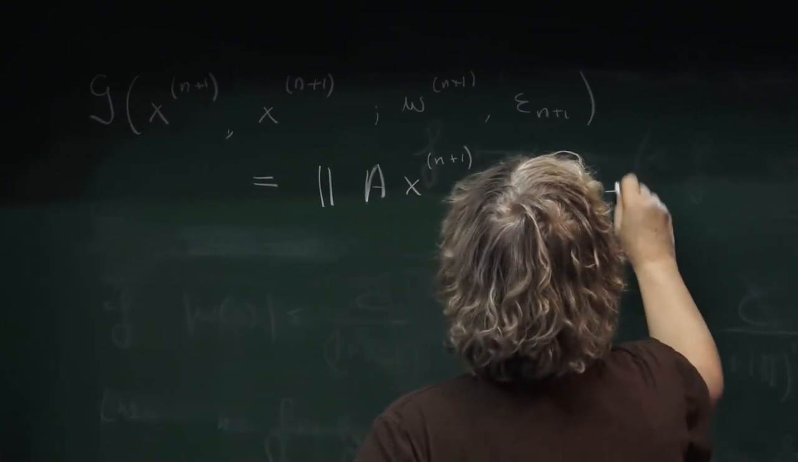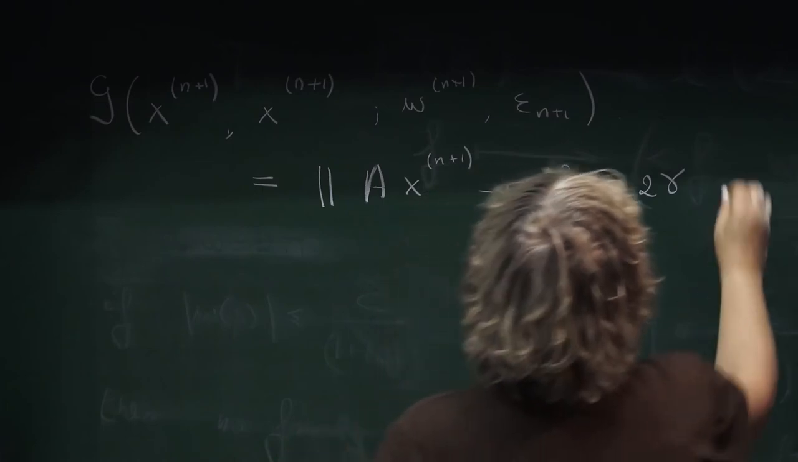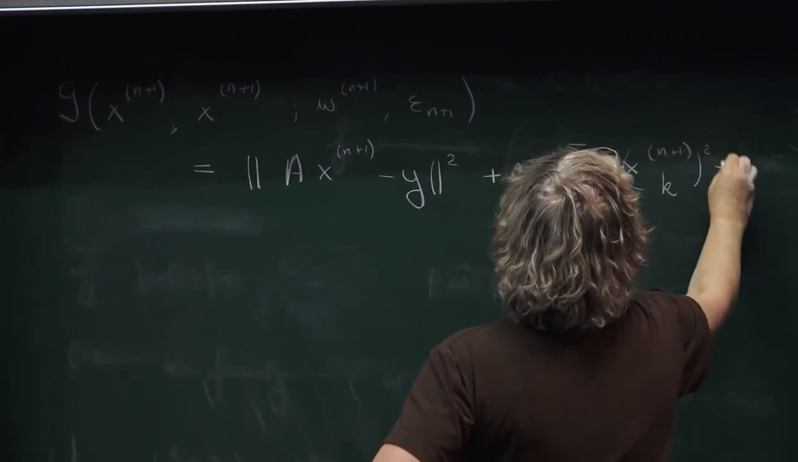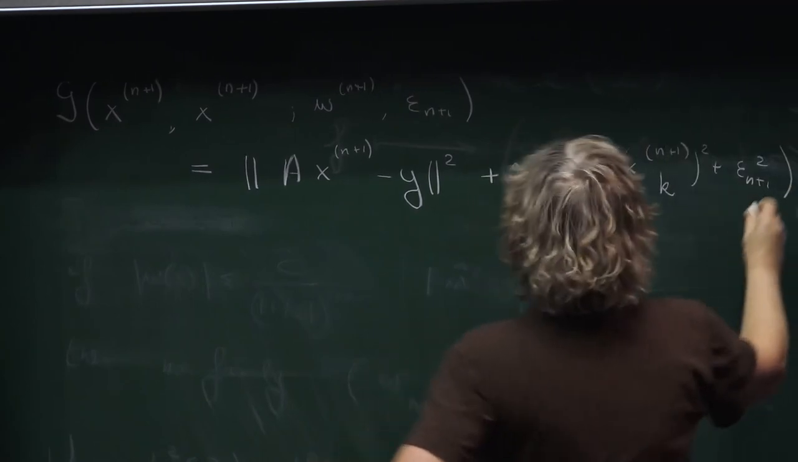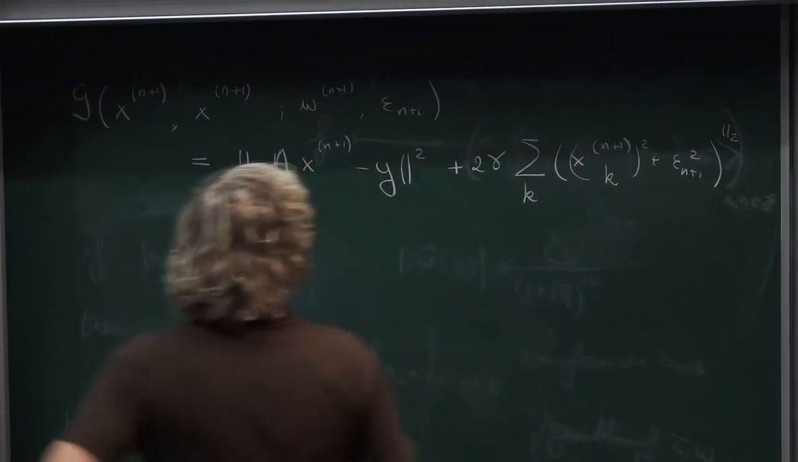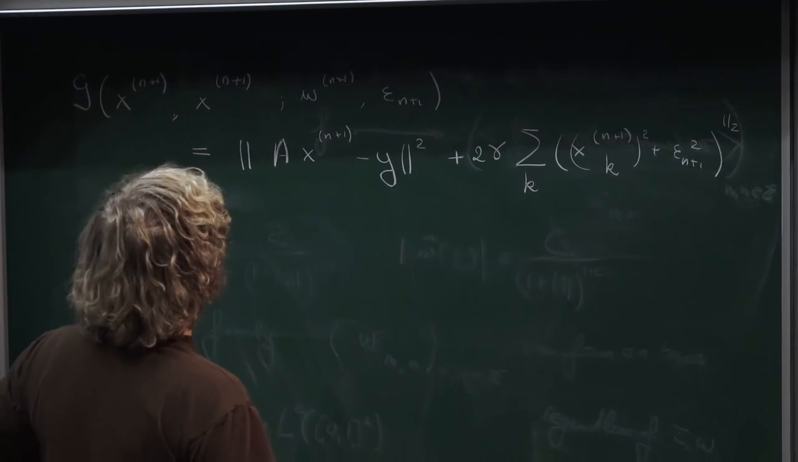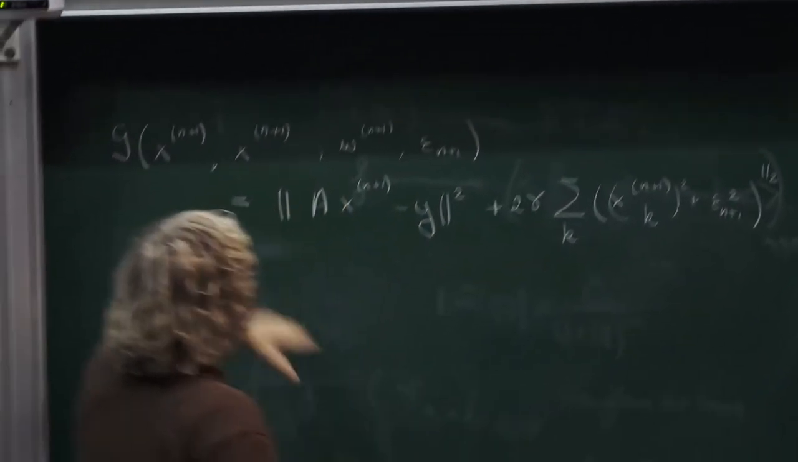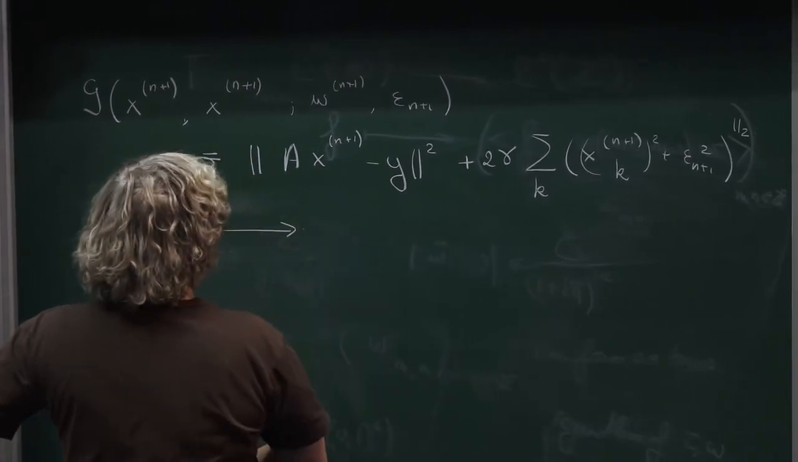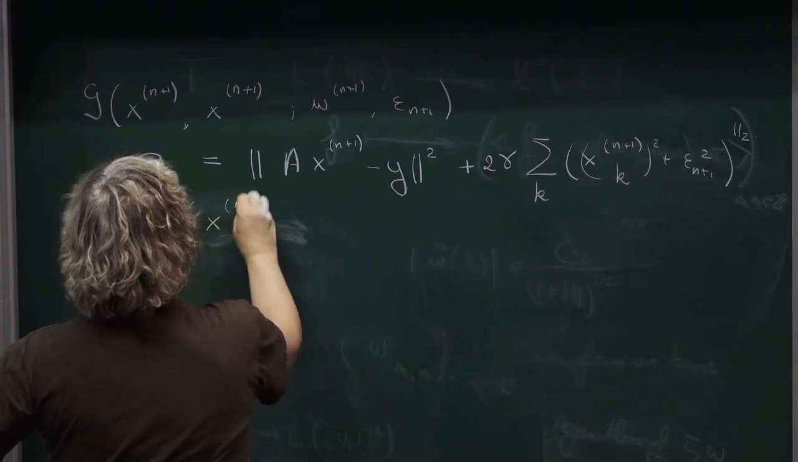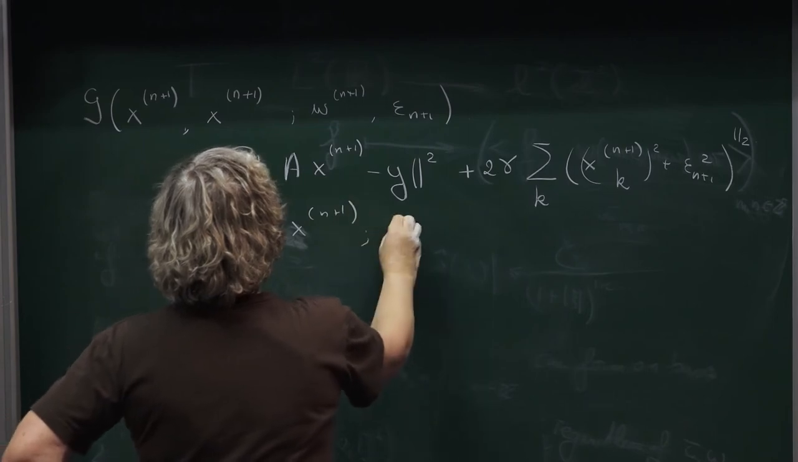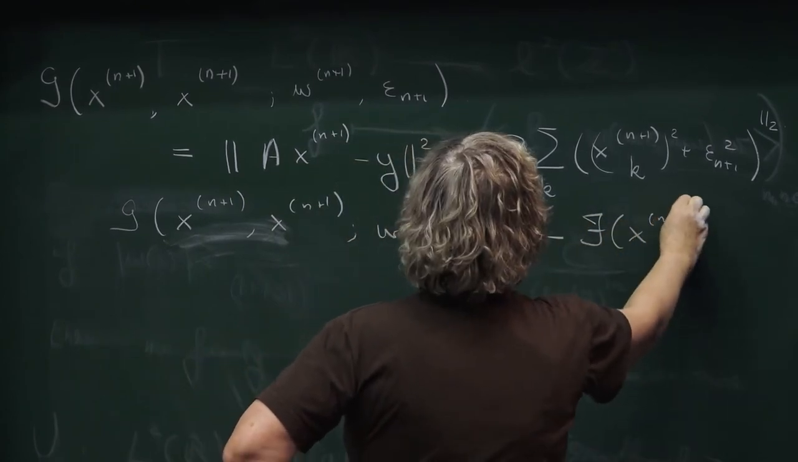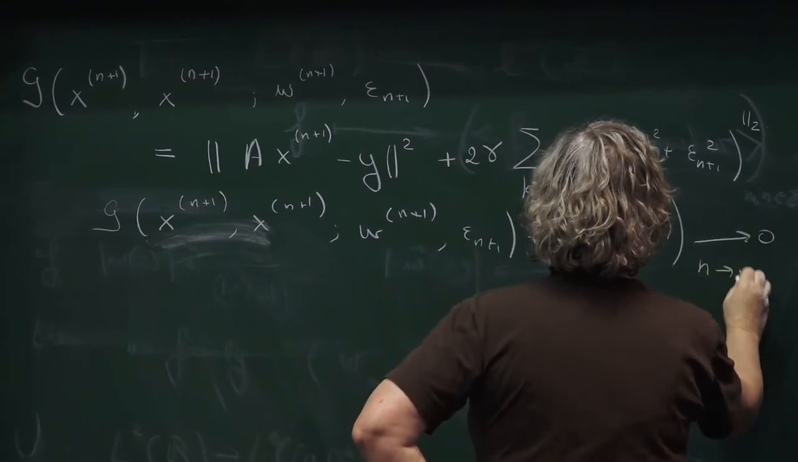And then I have 2 gamma sum over k of x n plus 1 k squared plus epsilon n plus 1 squared to the power a half. And since my x's are going to be bounded again, if I take my epsilon n non-increasing and epsilon n going to 0, then this will go. So the difference between this and f of x n plus 1 will go to 0. I have that.